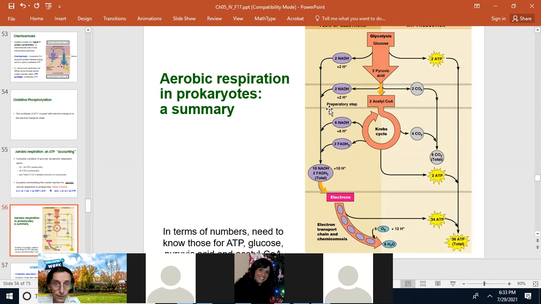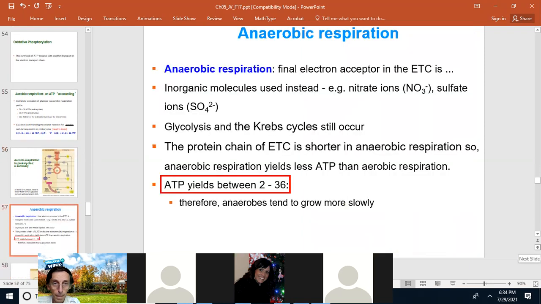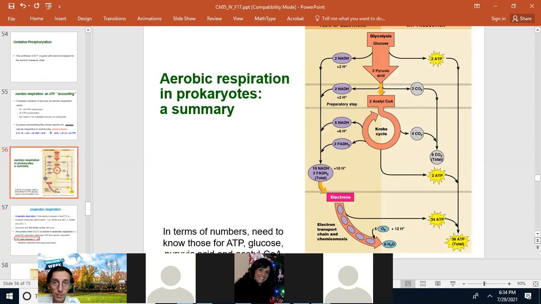So this is showing you the numbers for aerobic respiration in prokaryotes, a summary. You should know when ATP is made and how much at each step of aerobic respiration. You probably should know, yeah, I did say that, when ATP is made. All right, any questions about aerobic respiration?